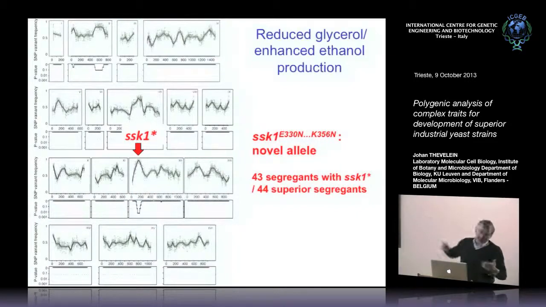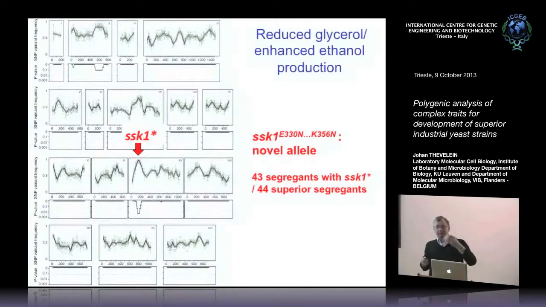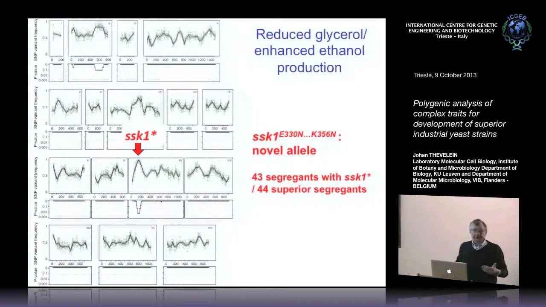It was a very strange mutation. It was an insertion of a nucleotide that caused a change in the reading frame and a little bit further a stop codon. So it was a partially mistranslated truncated protein. And funny enough, this mutation was present in two copies in the original parent strain, which was a sake strain.